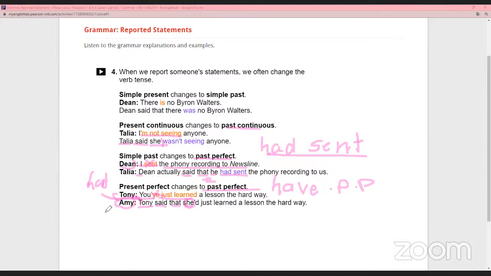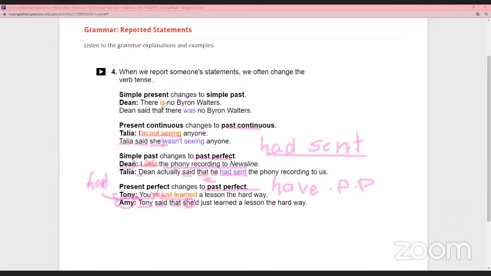Remember, again, to keep the original meaning. You have to see this part: your reported statement keeps the original meaning, so in order to not change the meaning, right? So for that reason, we're changing the subject, because it's going to be incorrect. Tony said that she, because we're talking about Tony, right? She had just learned a lesson the hard way.